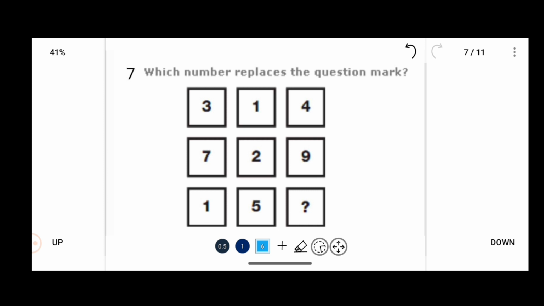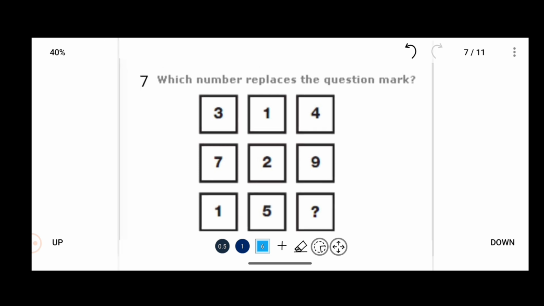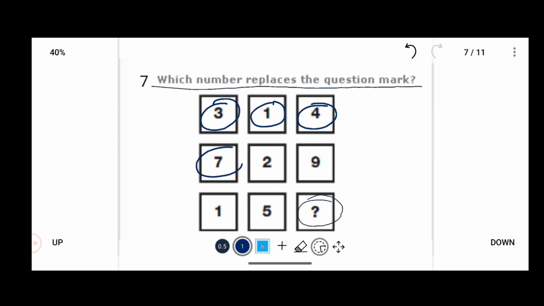Now let's move on to the next puzzle, and here it is asking which number replaces the question mark. So you have to identify which number will replace the question mark, and this is the easiest one, right? I hope that all of you will be able to guess it correctly. I don't think that anyone would face any kind of difficulty in solving this. This is very simple. 3 plus 1, 4, 7 plus 2, 9, 1 plus 5, 6.